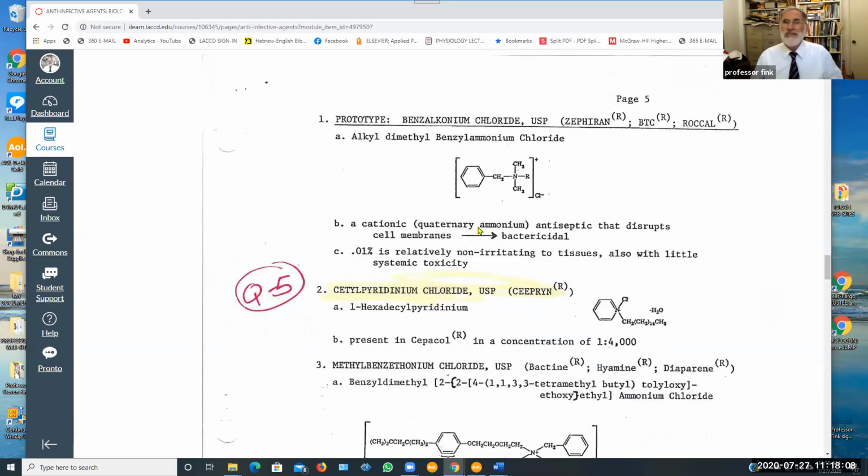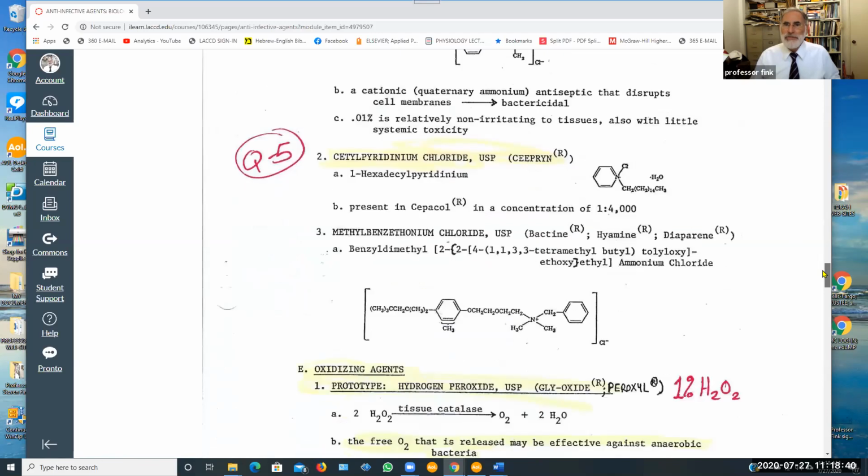On page 5, it includes benzalkonium, which goes under a number of brand names, including Zephiran and Rocal and so on. Notice here's its structure. It has a plus charge. You can make it out a little bit right there. It's got a negative charge chloride associated with it. What it does is it is attracted to the negative charge proteins on the surface of bacteria and fungi, and it disrupts them. It breaks them apart. And so in that sense, it's bactericidal.